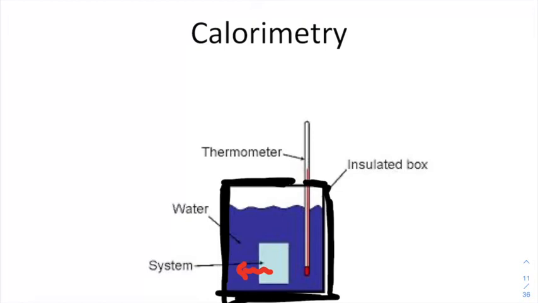But again, the idea is you have a system. Again, it could be a hot piece of metal, could be an acid-base reaction, or it could be a little tiny bomb where you're actually igniting something, and we're measuring the temperature change of the water, and then we're using it to calculate the energy change of that system.